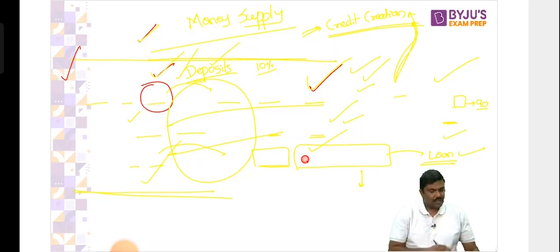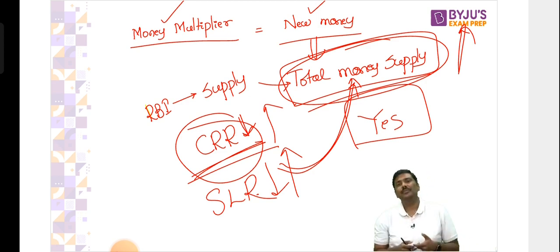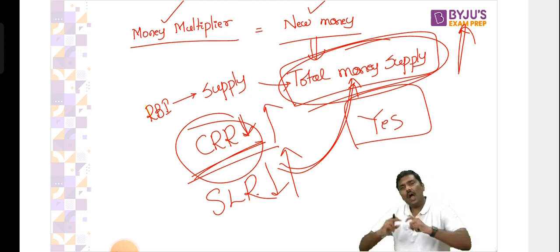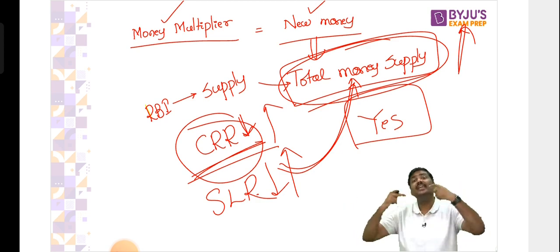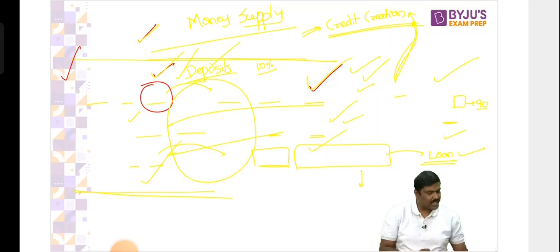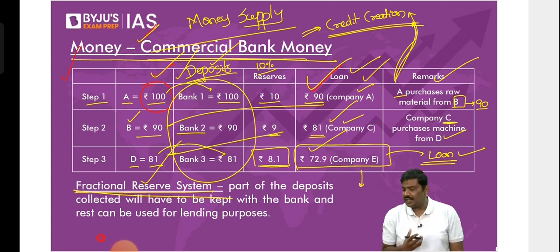Now, what is this money multiplier? A new money which was not earlier there for circulation is available. Now, as a result of this new money which is available, how much is the increase in the total money supply in the economy? I'll repeat the statement. As a result of this particular new money being available, what is the increase in the total money supply in the economy? For example, let me go back to this table. How much is the new money which is introduced?